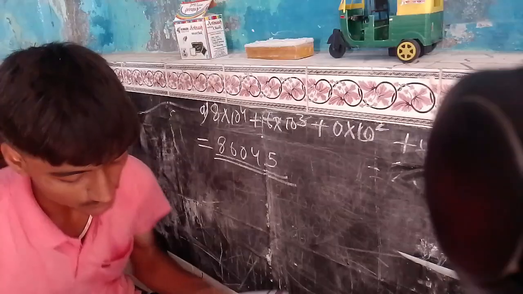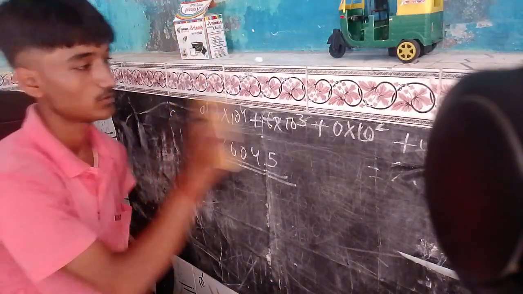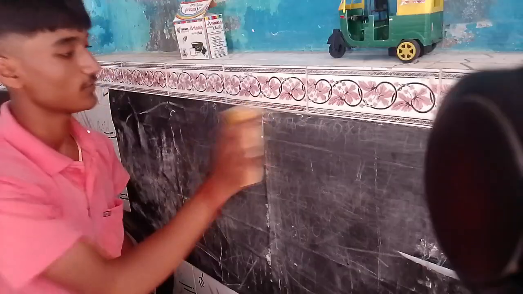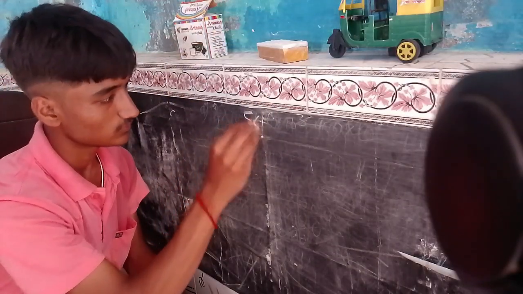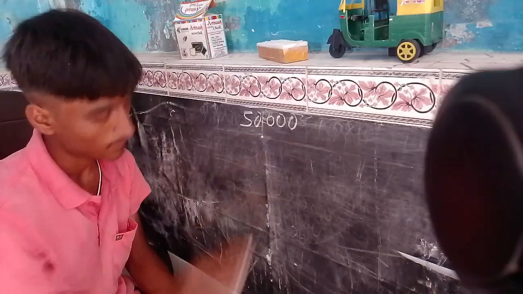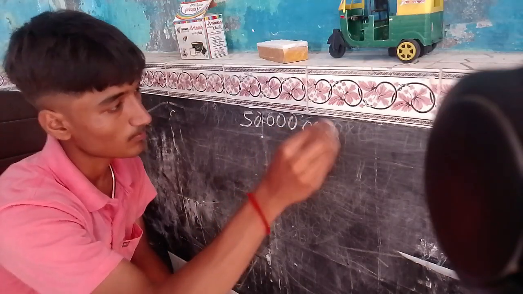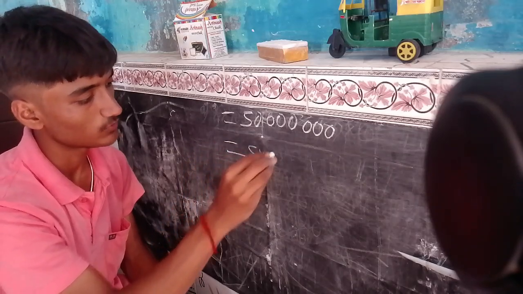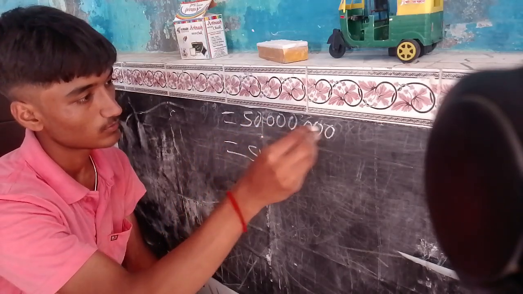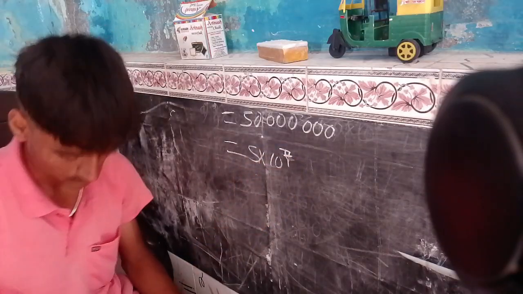Third question is: express the following number in standard form. Standard form of decimal. Easily we can say 5 power 7.